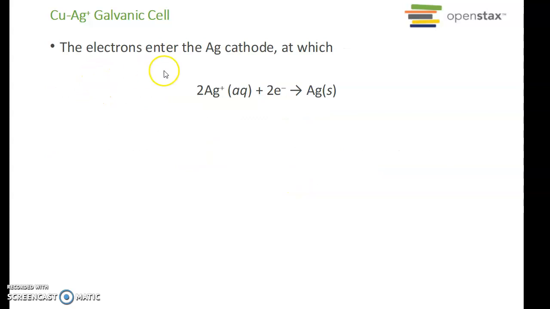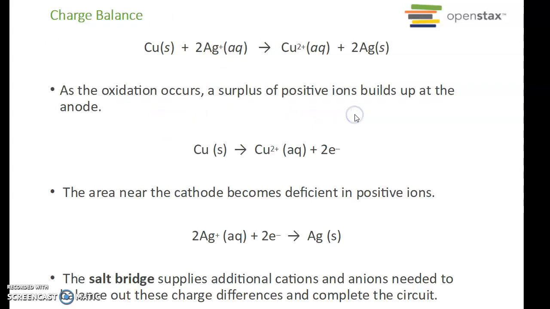The electrons enter the silver cathode according to this reaction right here. And so overall, this is what happens. As oxidation occurs, a surplus of positive ions builds up at the anode, and the area near the cathode becomes deficient in positive ions. And a salt bridge supplies additional cations and anions needed to balance out these charge differences and complete the circuit.